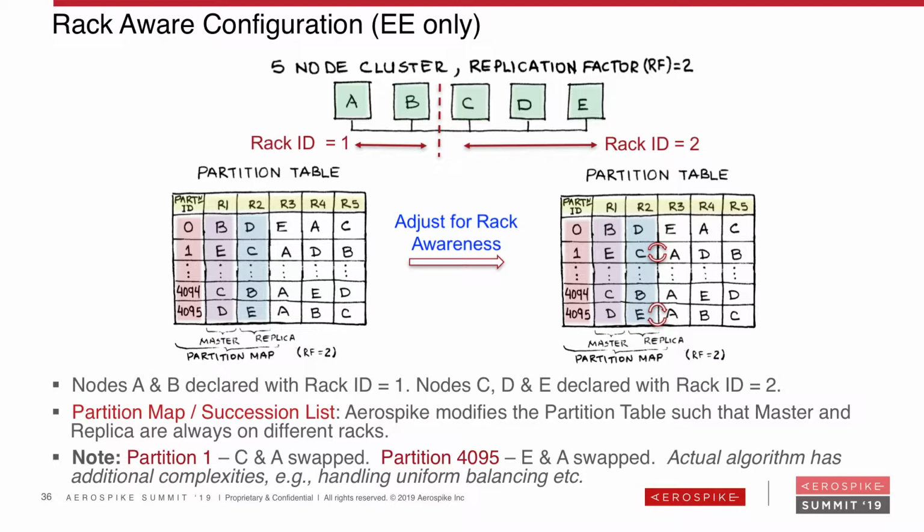So here in a 5-node cluster, we have split it into 2 racks by identifying in the configuration that nodes A and B will have a rack ID of 1, and C, D, and E would have a rack ID of 2. And when you do that, what happens to the partition table? Aerospike is going to make sure that master and replica are never on the same rack.